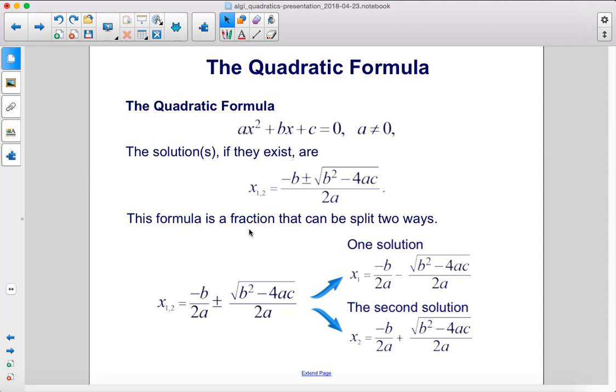This formula is a fraction that can be split two ways. So we have a positive and a negative. We can split this into two terms, negative b over 2a plus or minus this square root over 2a. So we have the plus version here and the negative version here.